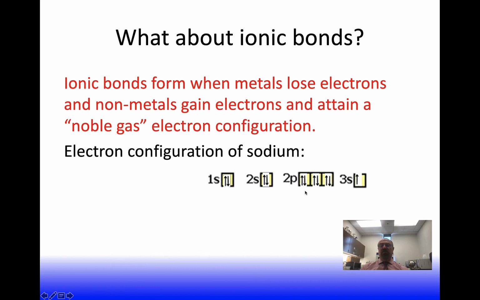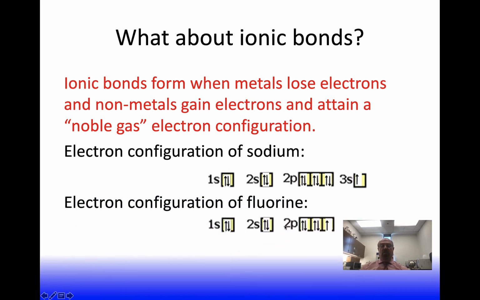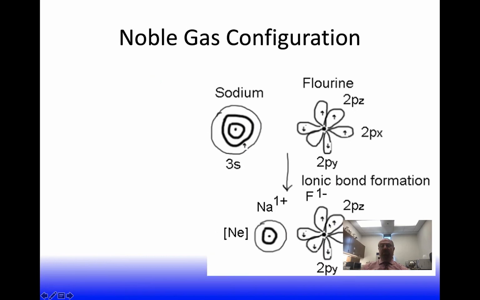So for instance, if you look at sodium, it looks like neon with an extra 3s electron. And if you look at fluorine, fluorine looks like neon missing one electron. So guess what happens if you get sodium next to fluorine? Fluorine will grab this 3s electron, fill its last space here, and then they both, guess what they look like? They both look like neon. Now this is just trying to show it with the orbitals drawn out. Here is your 2s orbital, which is a sphere, 3s orbital, which is a sphere. And when that electron jumps over and fills the last space in the 2pz, you form an ionic bond.